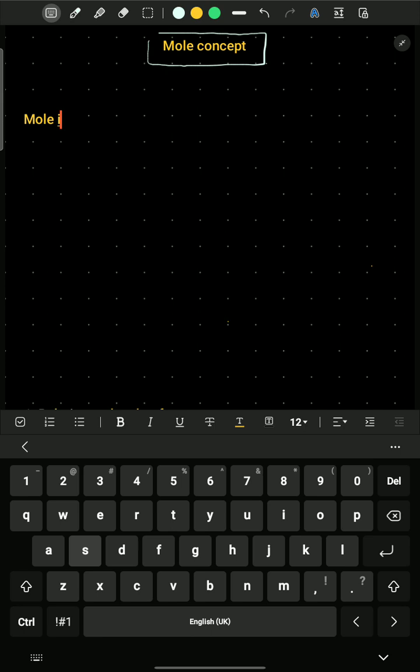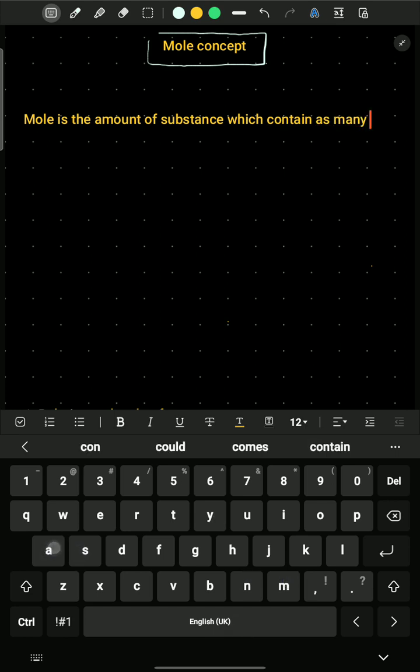Mole is the amount of substance which contains as many Avogadro's entities as there are atoms in 12 gram of carbon 12. You can put it this way: it is the amount of substance which contains as many Avogadro's entities as there are in 12 gram of carbon 12.